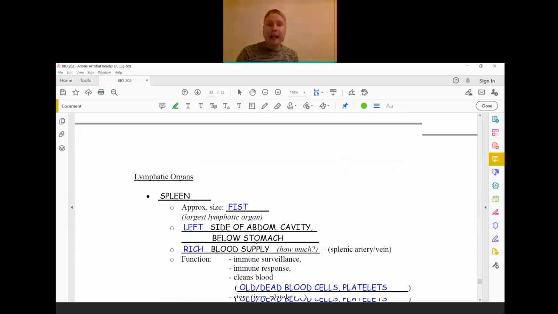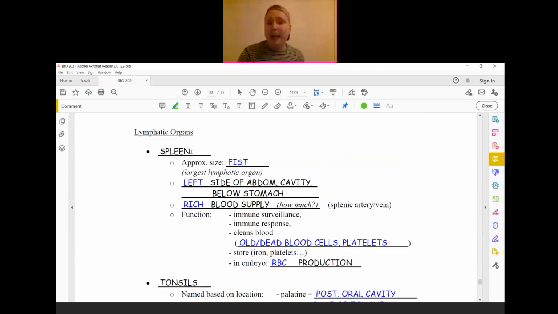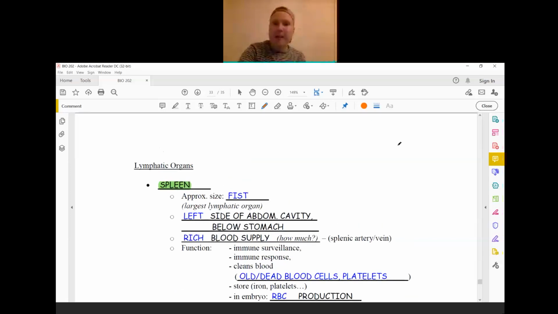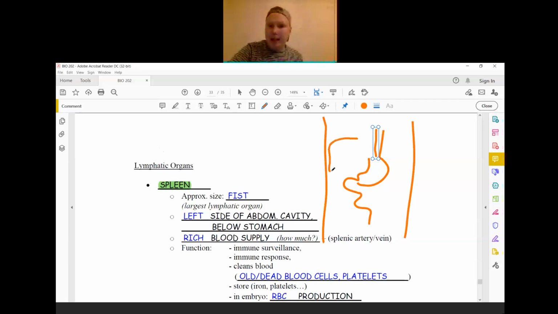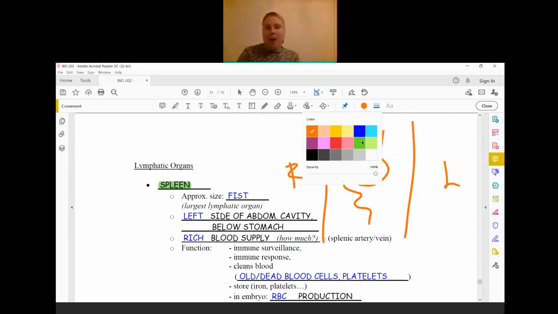And that's what the doctor was checking for. We went through a few different lymphatic organs. The spleen was probably the biggest lymphatic organ, about a fist size, located at the left side of the abdominal cavity. So if we draw a quick diagram, here is the esophagus, your stomach, small intestines, and this is the liver here. This is the right side, this is the left side. So our spleen would be located right here.